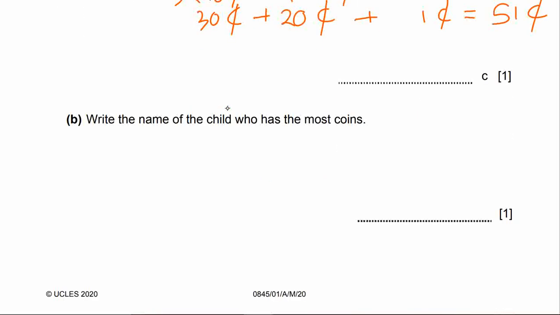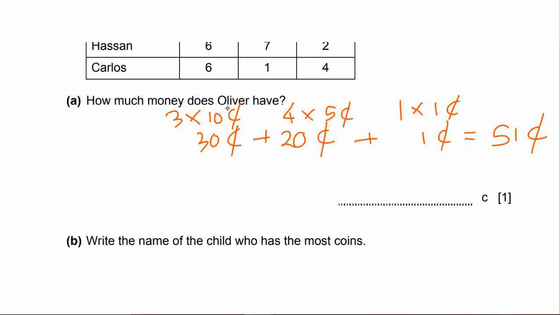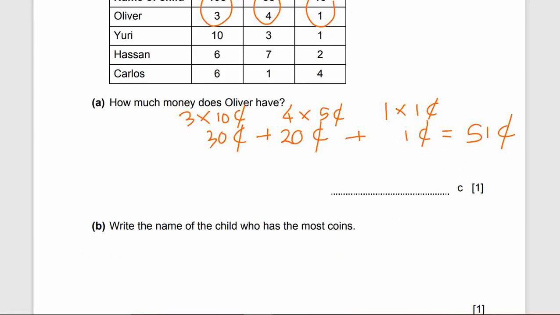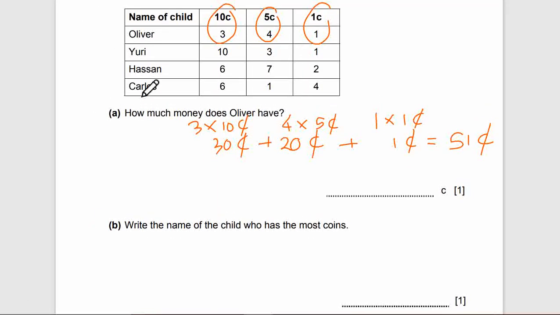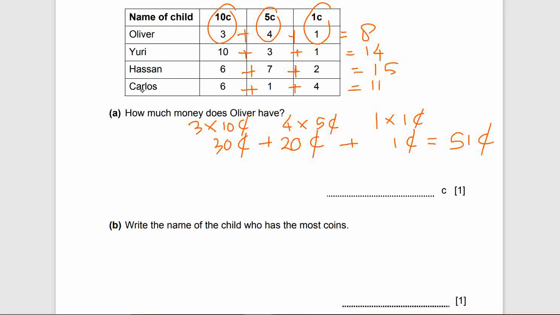Number 19b, write the name of the child who has the most coins. The most coins is, let's count. 3 plus 4 plus 1 is equal to 8 coins. 10 plus 3 plus 1 is equal to 14. 6 plus 7 plus 2 equals 15. 6 plus 1 plus 4 equals 11. So the child who has the most coins is Hassan, because Hassan has 15 coins altogether.